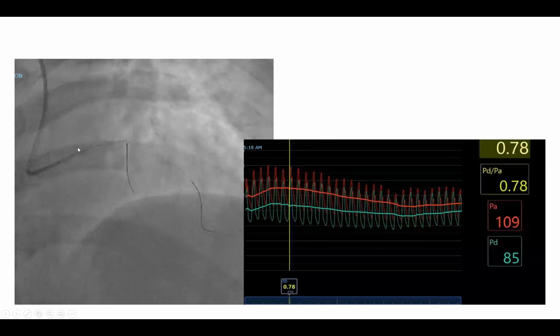This is from a case I did recently. This is a CLS guide. It's hard to disengage those CLS guides because it's a little hard to engage them. So I did FFR of the LAD, but I had put a wire in the left circumflex, which allowed me to safely disengage the guide. I disengaged even though there was no ventricularization of the guide pressure.